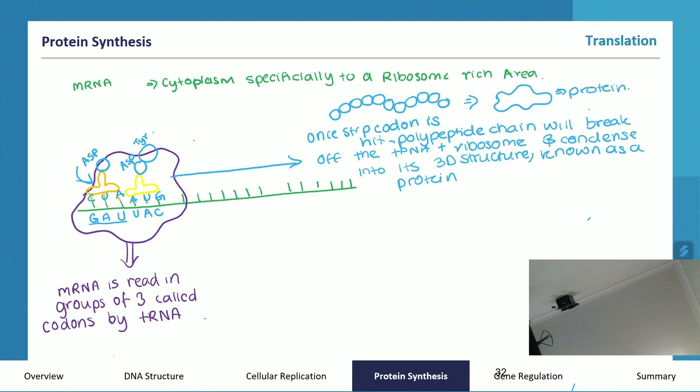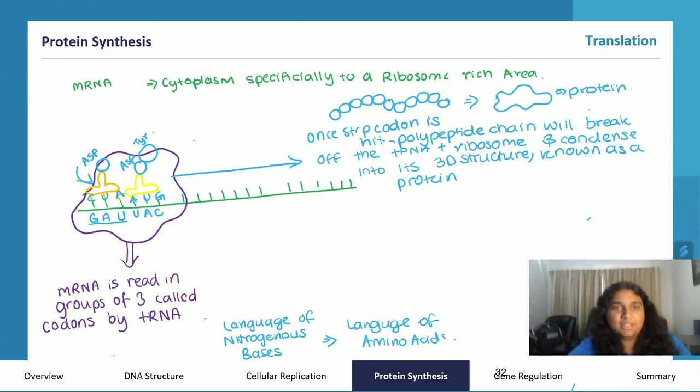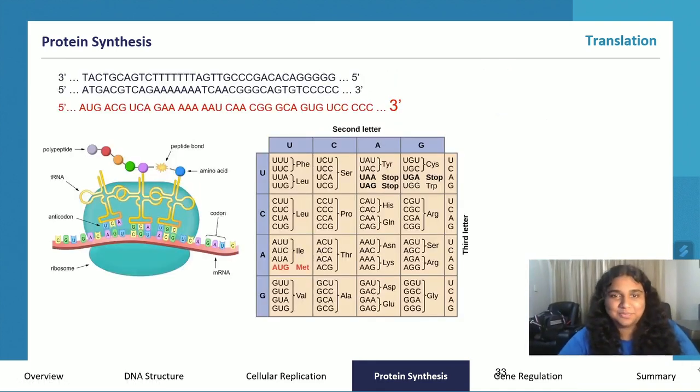The reason why we call this translation is that we're going from the language of DNA, which is nitrogenous bases, into the language of proteins, which are amino acids. Because with changing languages, it's translation. So that is the process. I hope that makes sense.